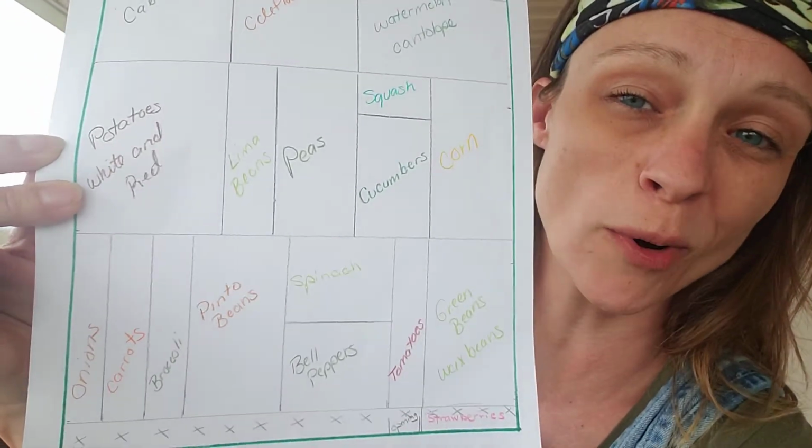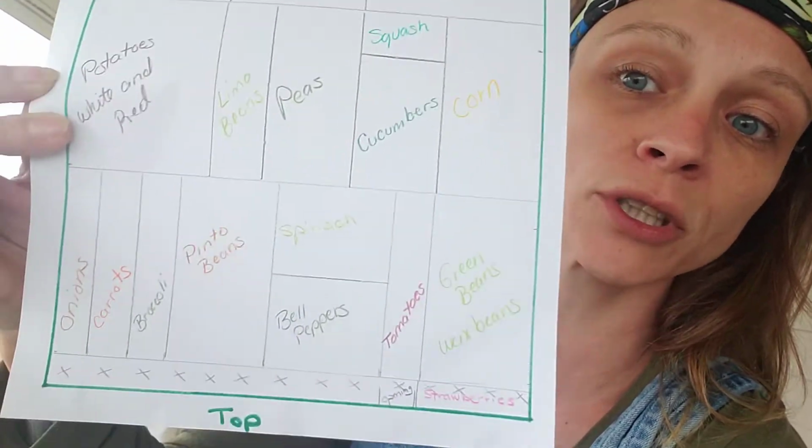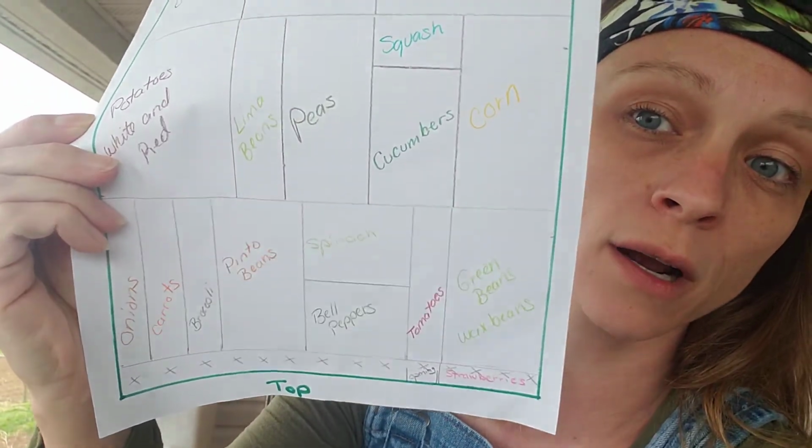Also, I'm not doing pole beans, I do bush beans. So my green beans are actually, let's see, I'm in reverse. My green beans are beside the corn.